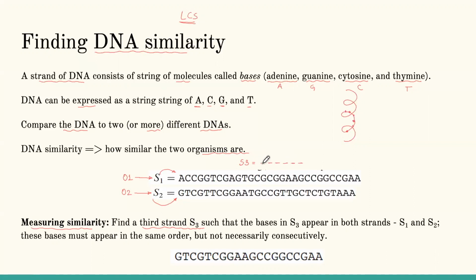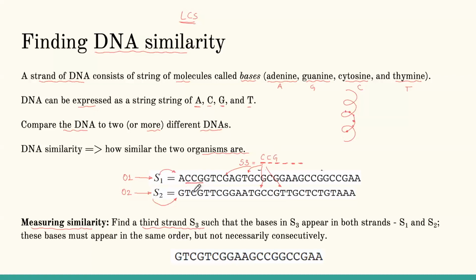These characters should appear both in S1 and S2, but they should appear in the same order. That is, whatever order these characters are in here, they should appear in S1 and S2 in the same order, but not necessarily consecutively. So if I have CCG in my strand S3, then let's check if CCG appears in that order or not. CCG appears in that order in S1, and they also appear consecutively.